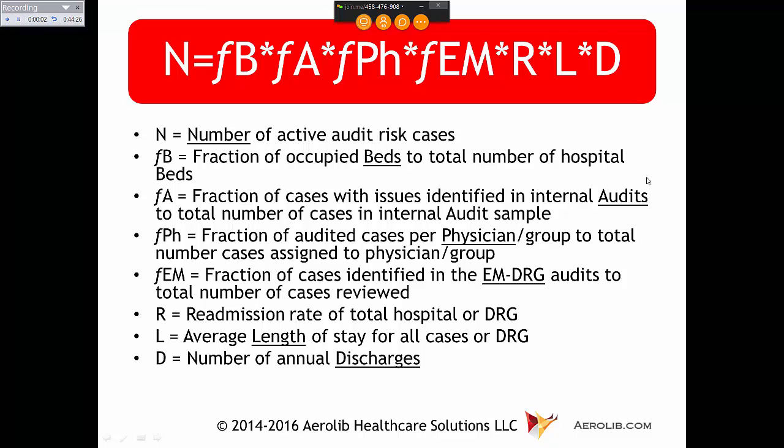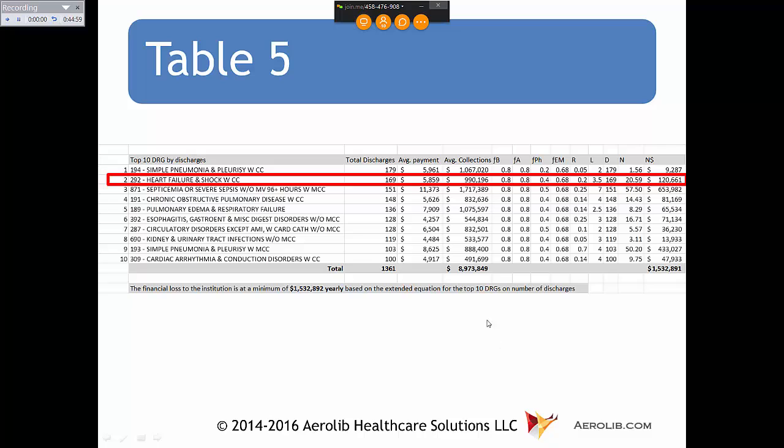So this is an equation that we came up with, 6 guys, 4 CMOs, myself, and Ernie De Los Santos from Appeal Academy. We came up with this equation to predict the number of audit cases. It's been validated with smaller hospitals as well as a bigger hospital, but its inputs are bed occupancy rate, fraction of internal audits, fraction of audited cases per physician, MS-DRG audits, readmission rate, length of stay, and number of annual discharges, and it gives roughly a number.